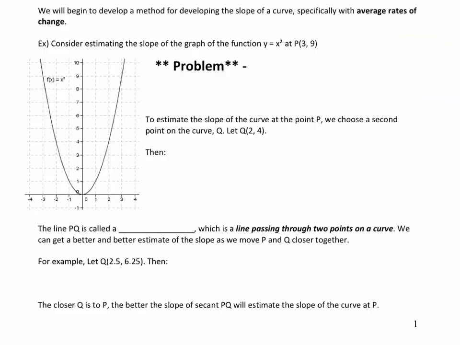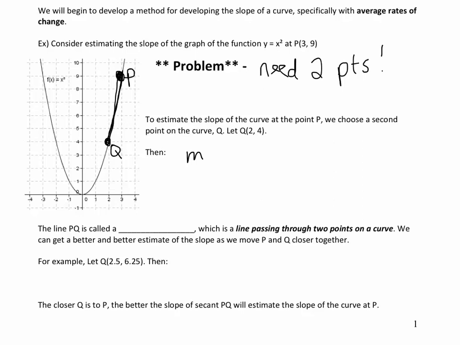Consider estimating the slope of the graph of the function y equals x squared at the point 3 and 9, at this point right here. Now the problem is we need 2 points in order to calculate the rate of change. To estimate the slope of the curve at the point P, we're going to choose a second point on the curve, Q. So let's say Q is our point at 2 and 4, and we can label these P and Q.